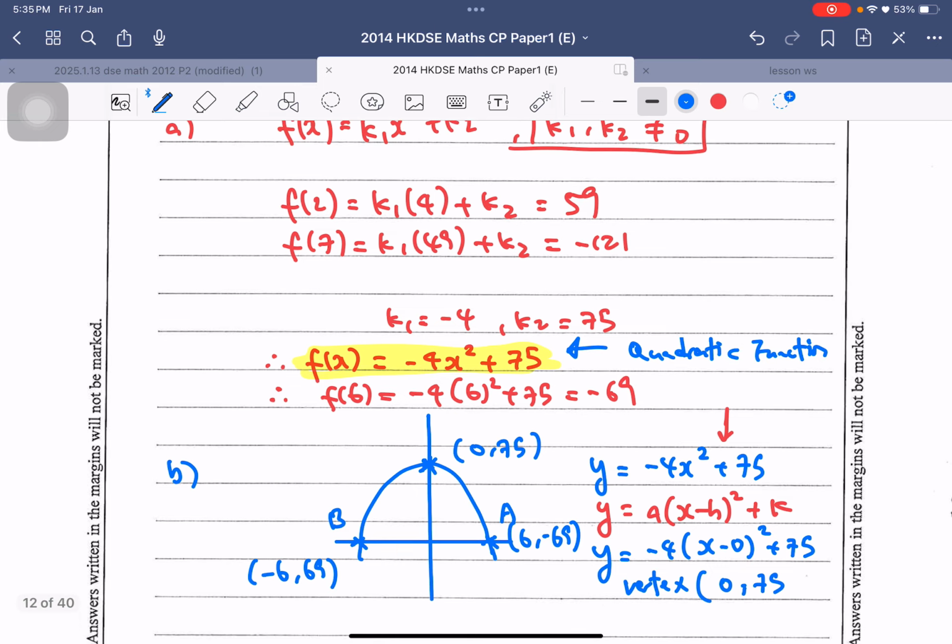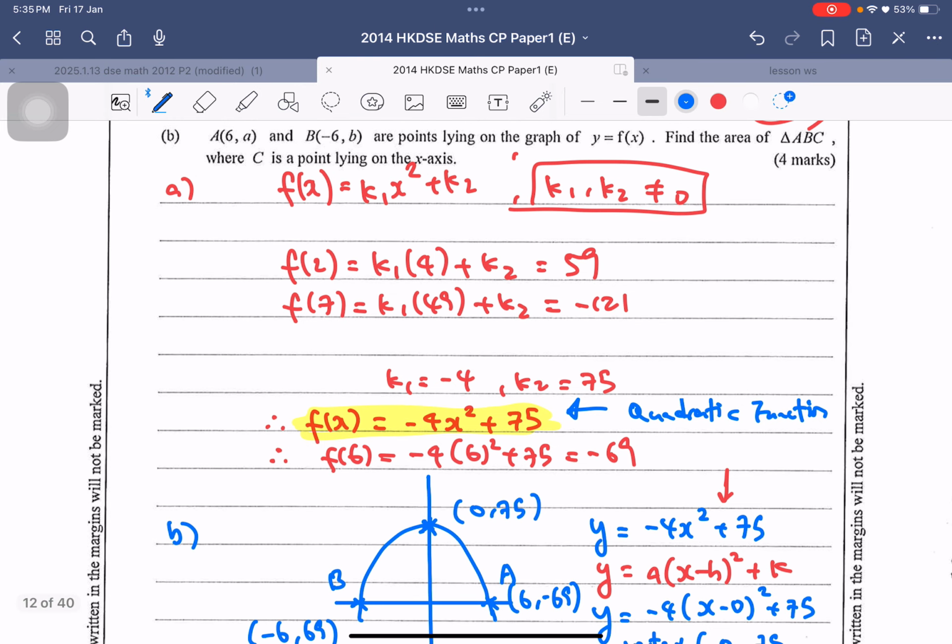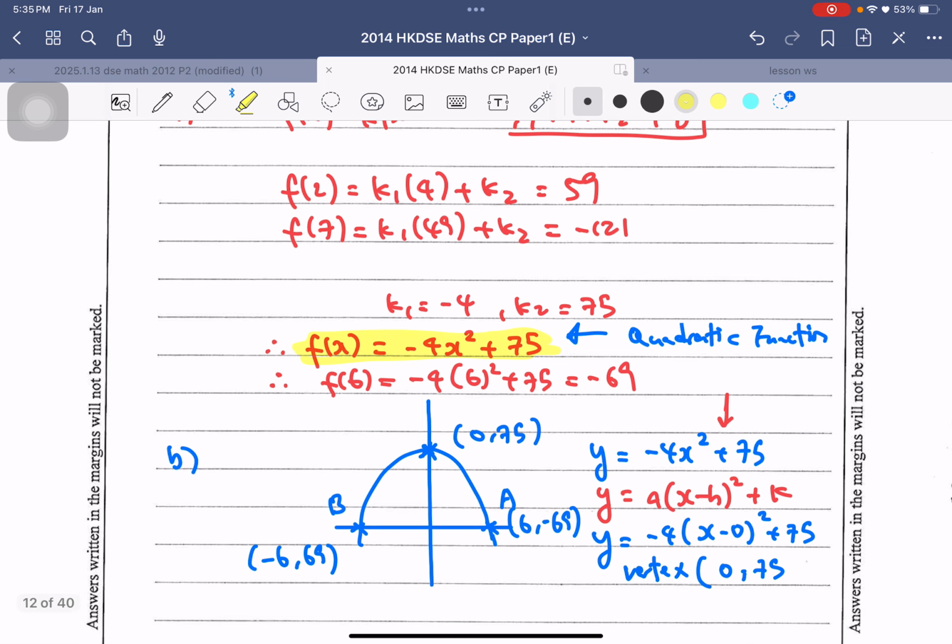And then what is the question asking? Find the area of ABC. But what's C? C is a point lying on the x-axis. So where is the x-axis? BA. BA is the x-axis. The y coordinate is 69, negative 69.